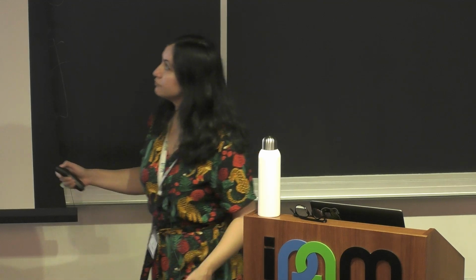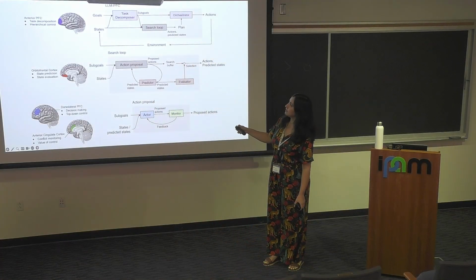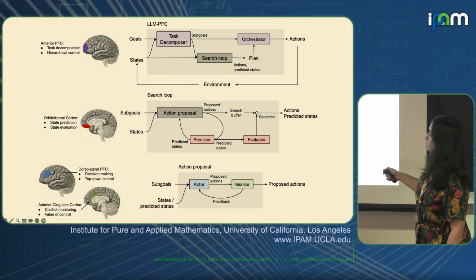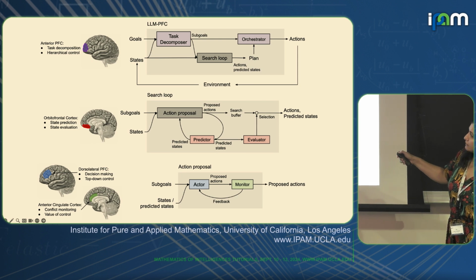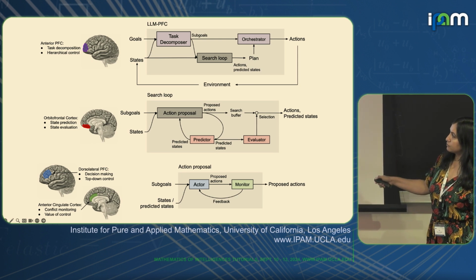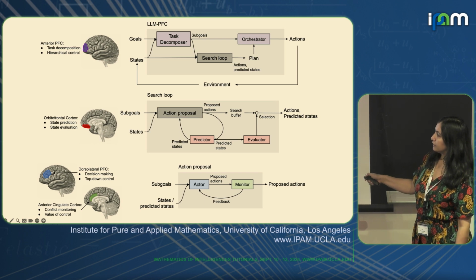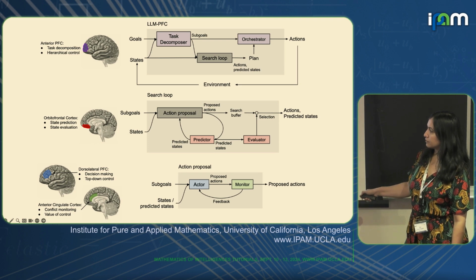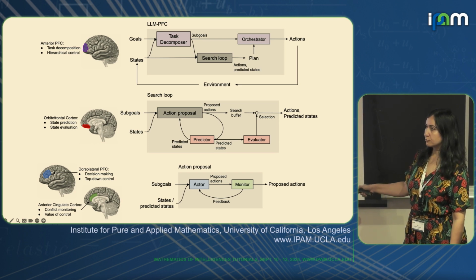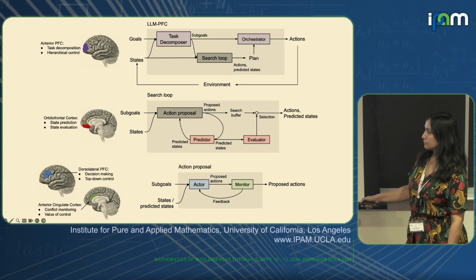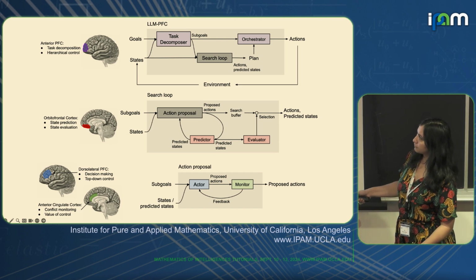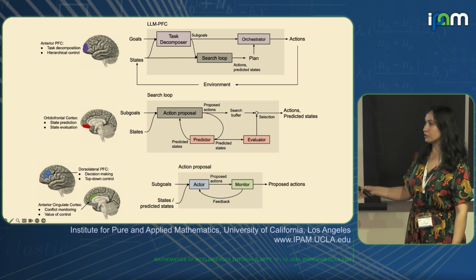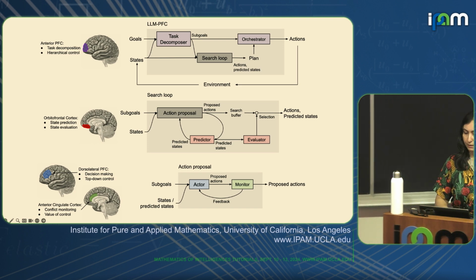Okay, so let's take a look at each of them. The simplest way to say it is that there is a task decomposer, a search loop, and an orchestrator. And then to open it a little bit more, the search loop itself has an action proposal, a predictor, and an evaluator. And if you open the action proposal loop itself, it has an actor and a monitor that work together to propose the right actions. So in a manner of speaking, this is the top-down and bottom-up view of what is going on to make the search happen and make the evaluation happen.